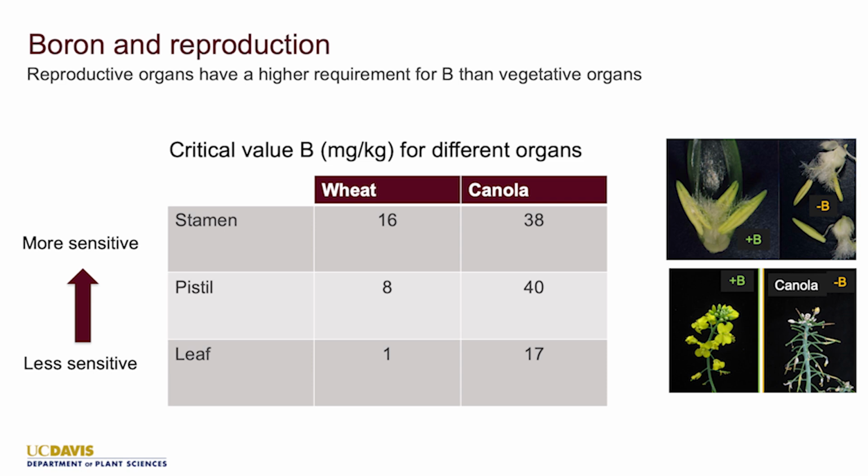And what you see is the leaf tissue is the least sensitive, particularly in wheat. It's indeed very difficult to get a vegetative boron deficiency in a cereal crop. But as you move into the reproductive tissues, the demand for boron is greater. So this is a partial explanation.